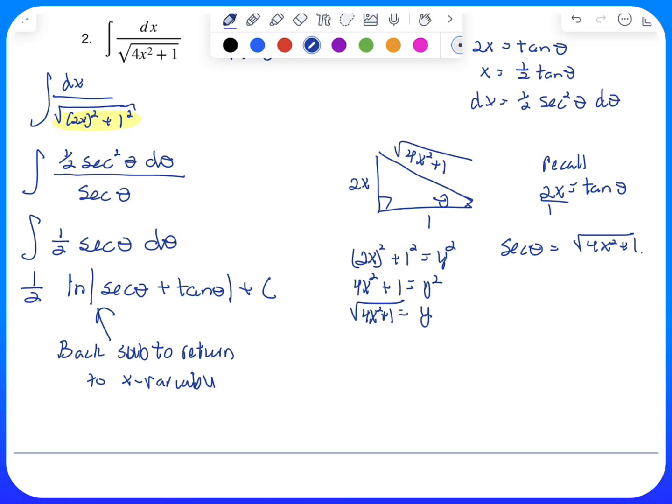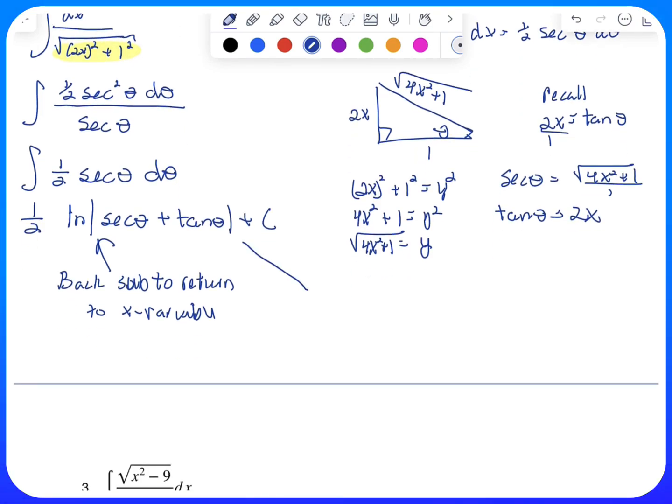It's going to be our hypotenuse over our adjacent side. And then we also need to know tangent of theta. And tangent of theta, well, that was given. We define that to be 2x. So go back to our answer.